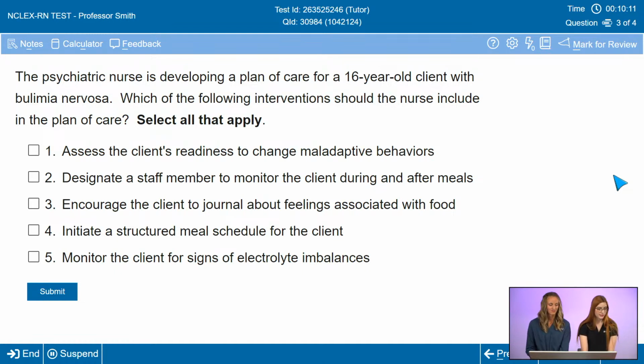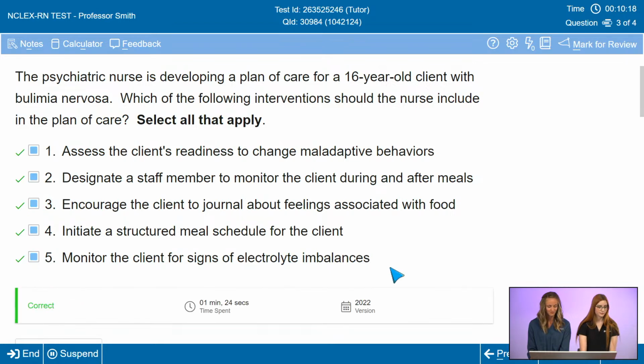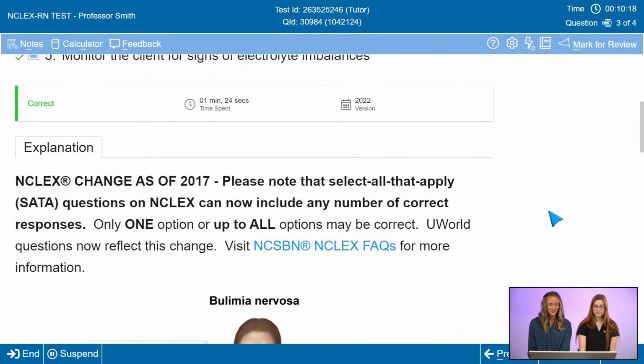All right, it looks like everybody is saying all of them. Okay, let's see if you guys are right. And you're correct. Okay, so as we mentioned just a second ago, something with Select All That Apply is that these questions can have 1 correct answer, or they can even have up to all 5 answers or all 6 answers being correct. So that's an important thing to notice when you're test taking.